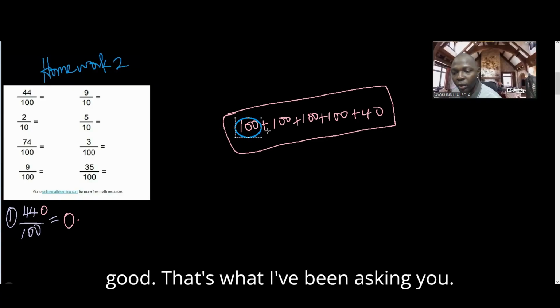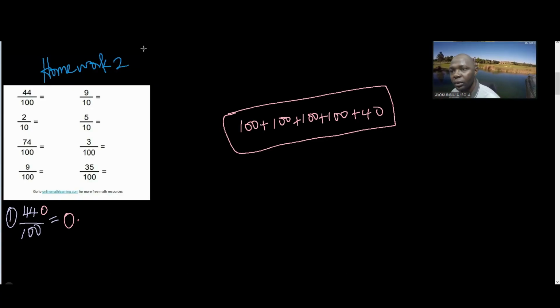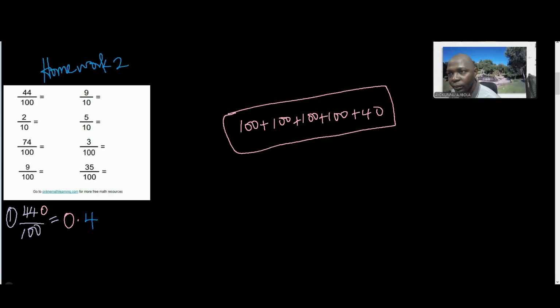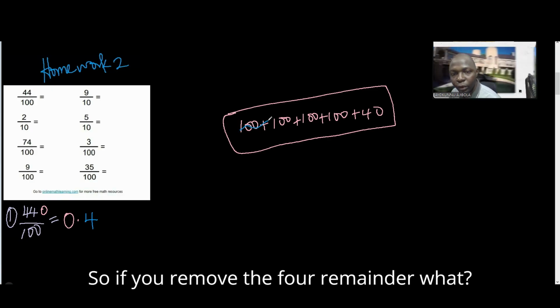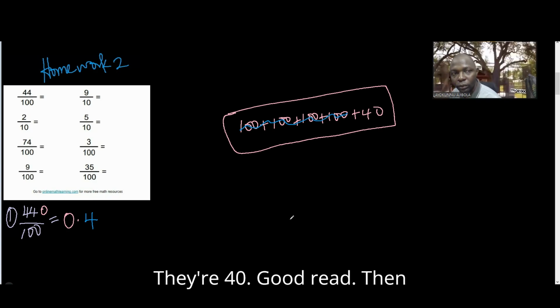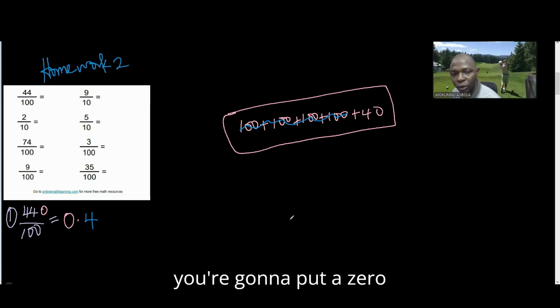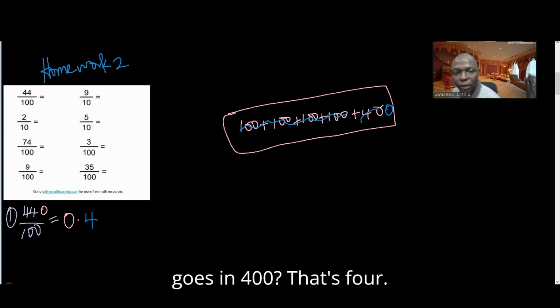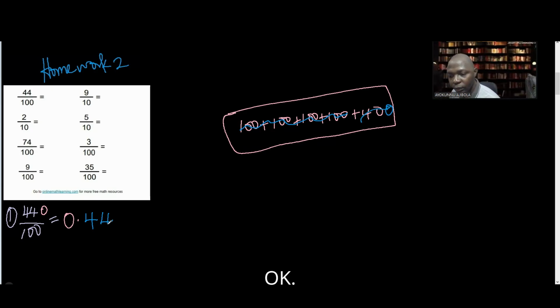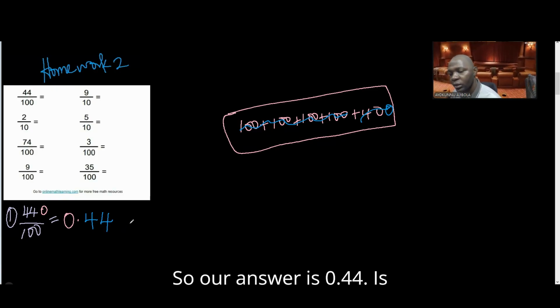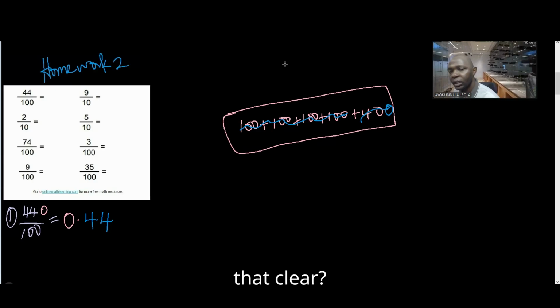4. Very good. That's what I've been asking you. So what will it remain? If you remove the 4, remainder what? Remainder 40. Good. Then you're going to put a 0 there. So how many 100 goes in 400? That's 4, okay? So our answer is 0.44. Is that clear?